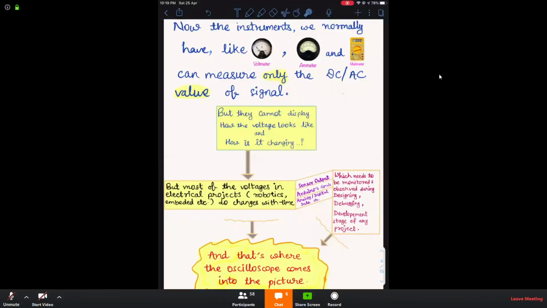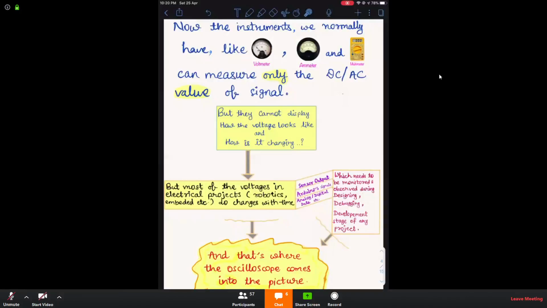Because the instruments that we normally use, like voltmeter, ammeter, or multimeter, can measure only the DC or AC value of a signal. What does it mean? It means that suppose you are using a multimeter to measure the voltage at some point in your circuit. Then the multimeter will show you just the value, let's say 5 volt, 10 volt, or 12 volt, but it cannot show you how that voltage looks, and it cannot show how that voltage is changing with respect to time. That is the thing which we are interested in.